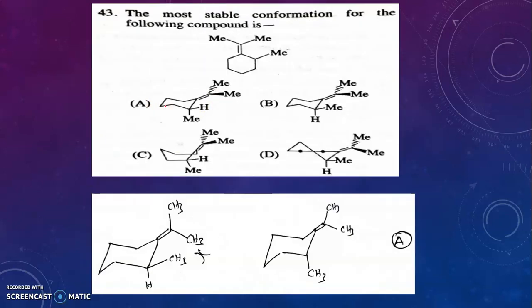Right, then. This is the next question. The most stable conformation for the following compound is the compound given. In this compound we have a cyclohexane ring with an exocyclic double bond, and 2 methyl groups are attached to this carbon, and we have a methyl group in the adjacent position.